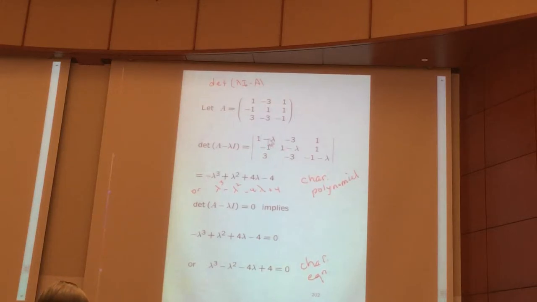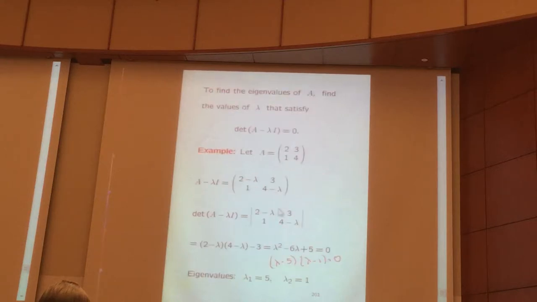The reason is that one of the terms is just the product of the entries down the main diagonal, and you can see it's minus lambda times minus lambda times minus lambda, which is minus lambda cubed. Whereas in the 2 by 2 case, it's minus lambda times minus lambda, which is plus lambda squared.